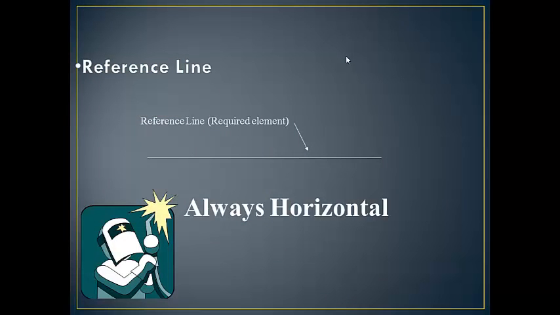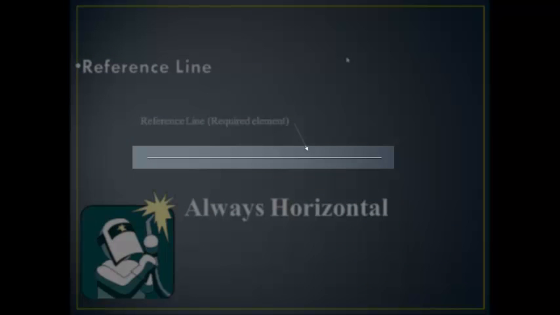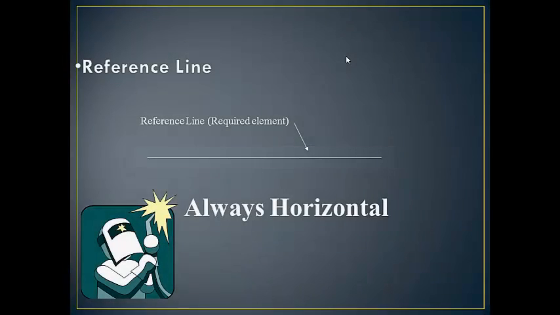All right, so the first thing we're going to talk about here is the reference line. Now the reference line is a line that is always a horizontal line, and all the required information is drawn on or around it. So you will always have a reference line in your welding drawings, and it must be placed on the drawing near the joint it describes.